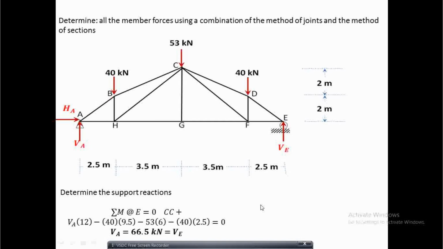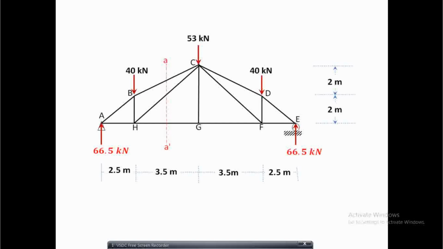This is the same as VE. If you want to double check the values of VA and VE, I take summation of forces along the x-axis, it equals zero, so HA drops out. If I take summation of forces along the y-axis, you can check that VA is equal to VE. So these are the forces.